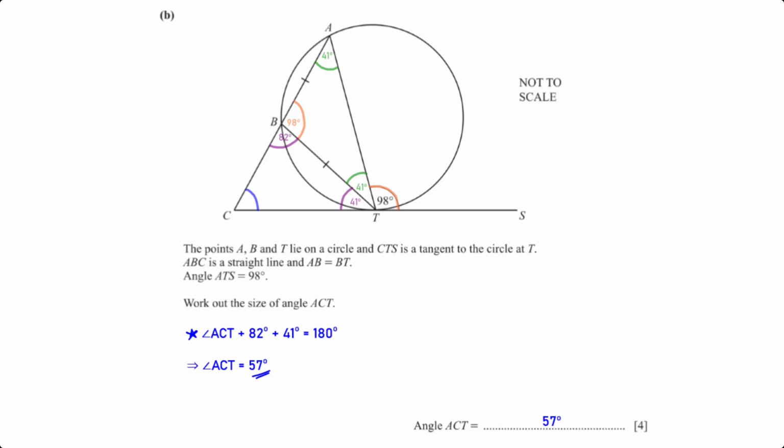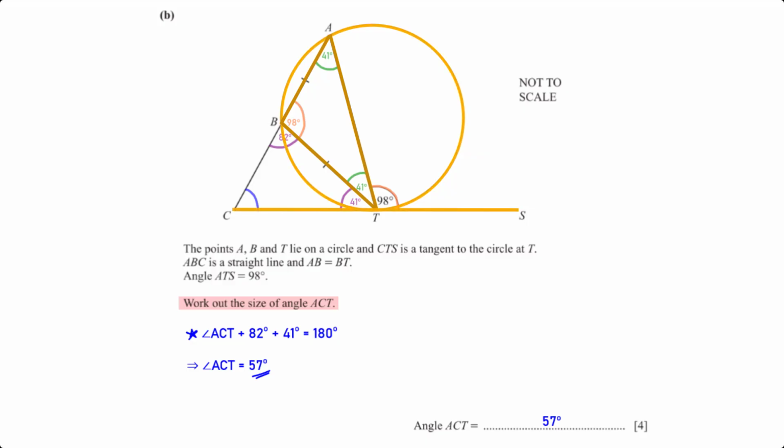The points A, B, and T lie on a circle and CTS is a tangent to the circle at T. ABC is a straight line and AB equals BT. Angle ATS is 98 degrees. Work out the size of angle ACT. Based on the alternate segment theorem, these two angles are equal. So angle ABT is also 98 degrees. Base angles in an isosceles triangle are equal. So when we subtract 98 degrees from 180 degrees and divide by 2, we get 41 degrees.